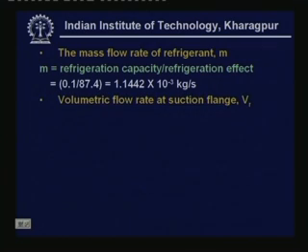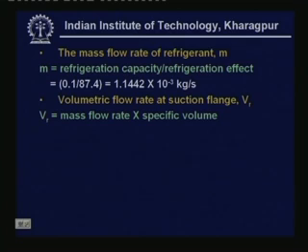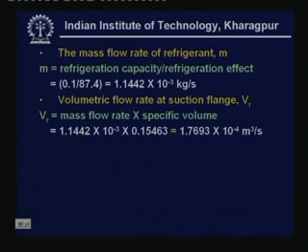Then let us find out the volumetric flow rate at suction flange. And the formula for volumetric flow rate is a product of mass flow rate of refrigerant into specific volume at suction flange. And just now we have found that the mass flow rate is equal to 1.1442 into 10 to the power of minus 3 kg per second, and the specific volume is given in the input data as 0.15463 meter cube per kg. So, if you substitute these values, you find that the required volumetric flow rate of refrigerant at suction flange is equal to 1.7693 into 10 to the power of minus 4 meter cube per second.